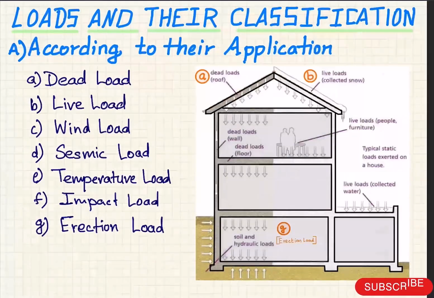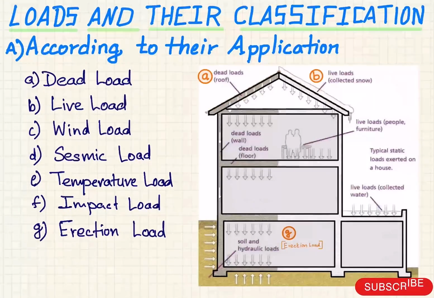Today we are going to see loads and their classifications. We can classify these loads in two different manners: one according to their application and another according to the effect they produce. According to their application, there are 7 types of loads: dead load, live load, wind load, seismic load, temperature load, impact load and erection load.